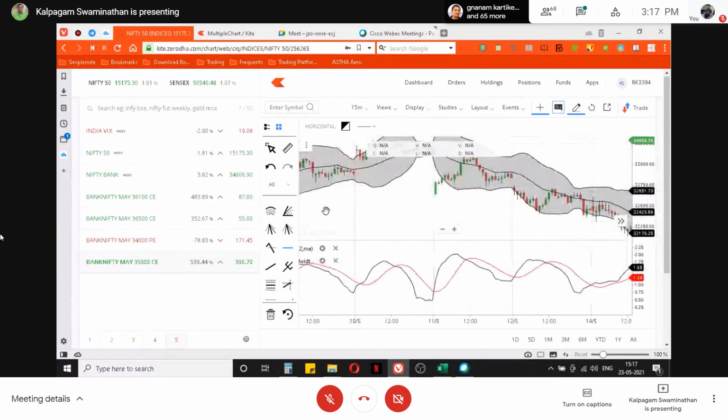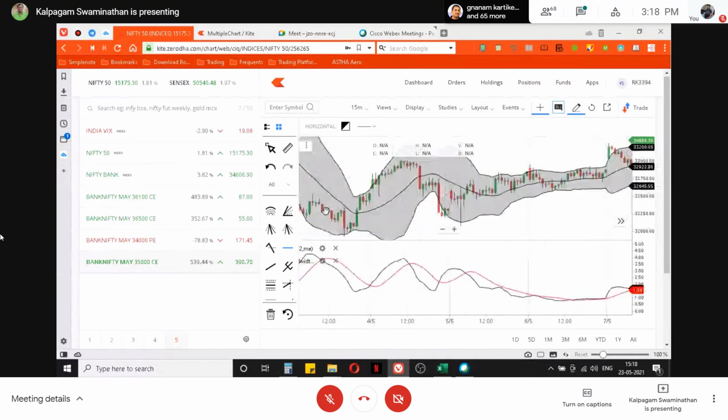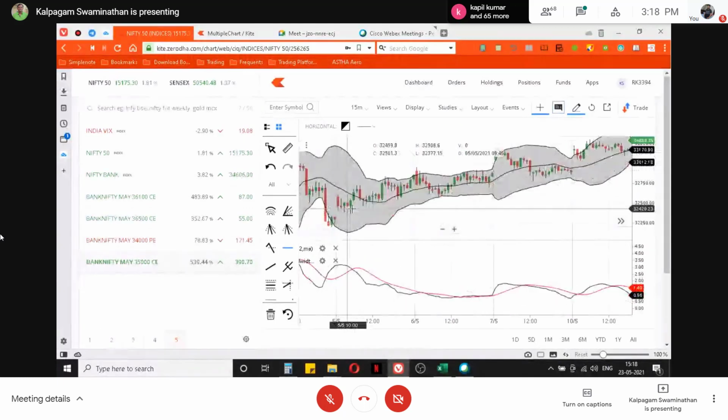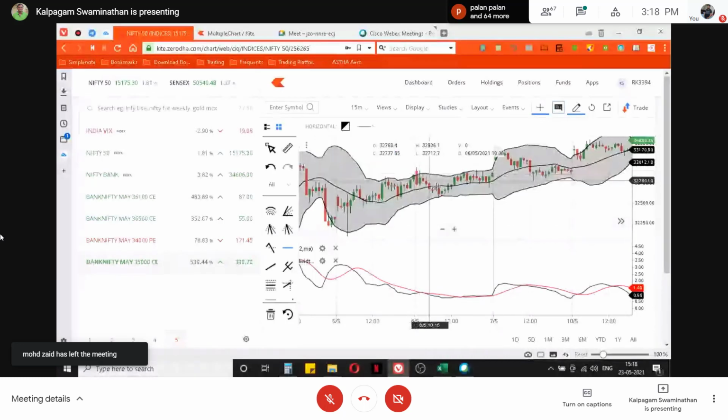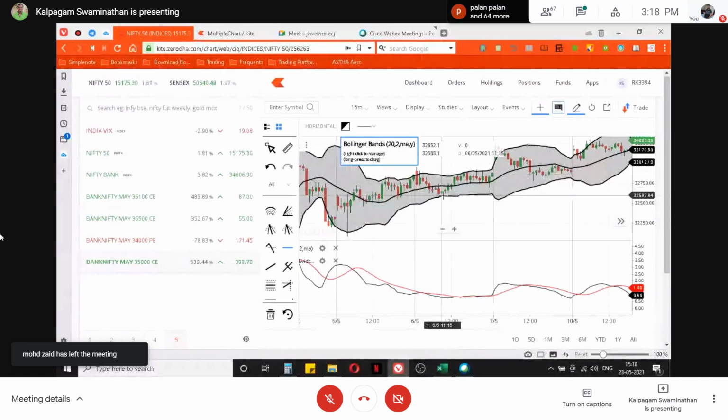Let me show you some decent example of that. You look here, when the price reaches the upper band, you immediately buy a put, then hold on till it comes to the lower band. Because Bollinger Bandwidth was below the moving average.